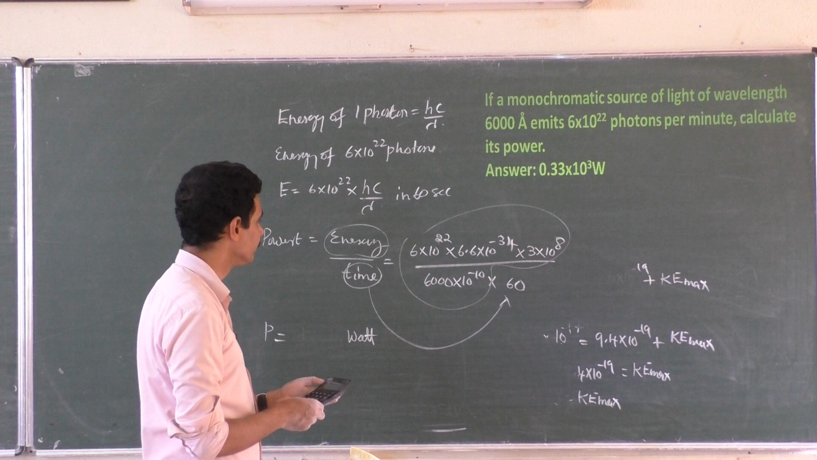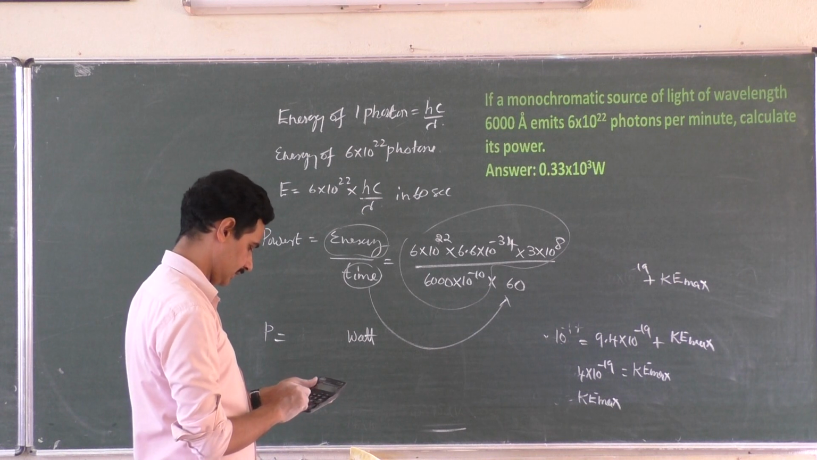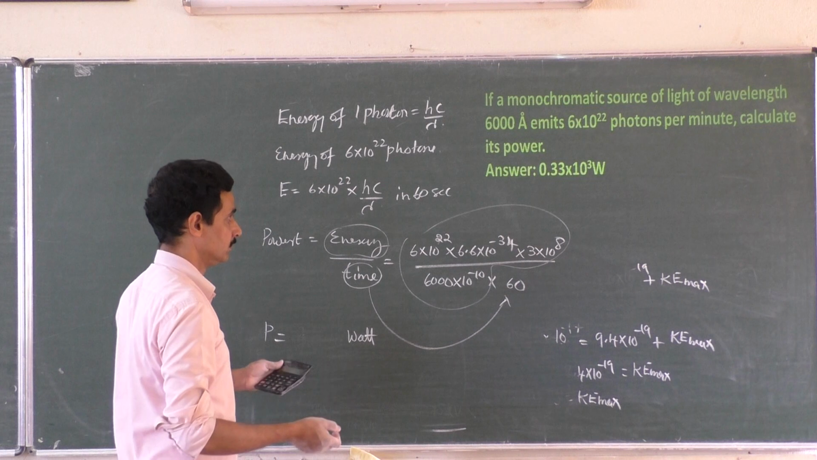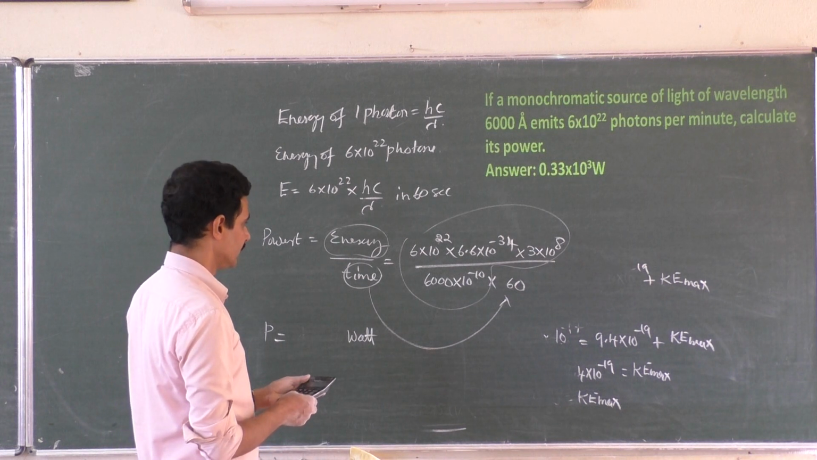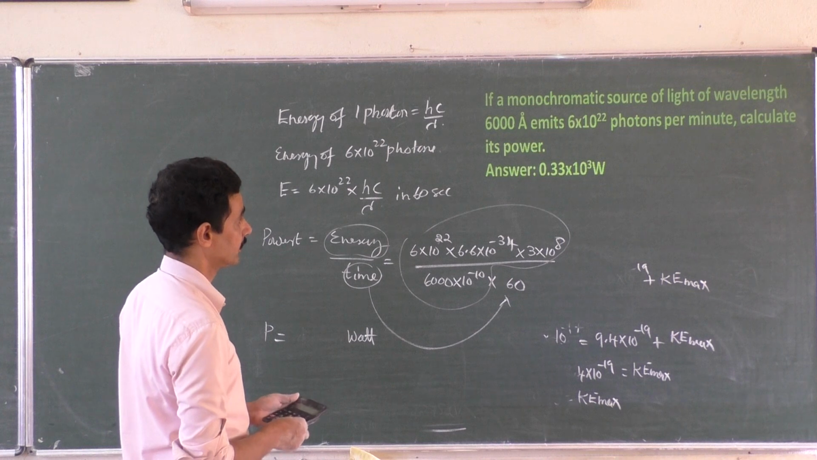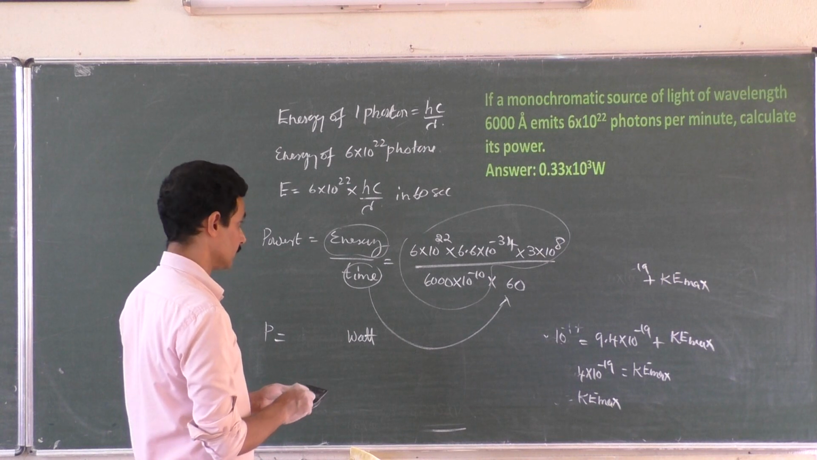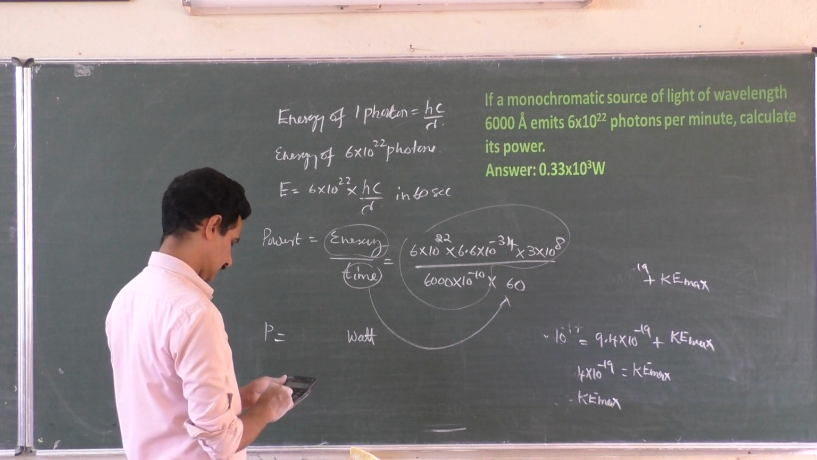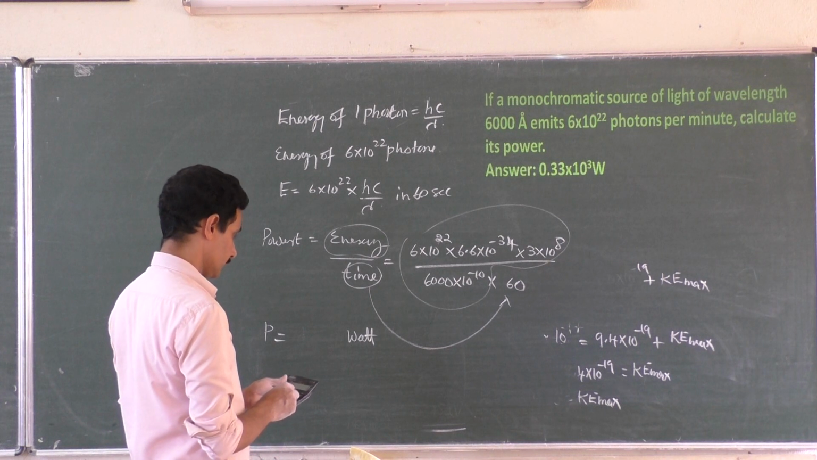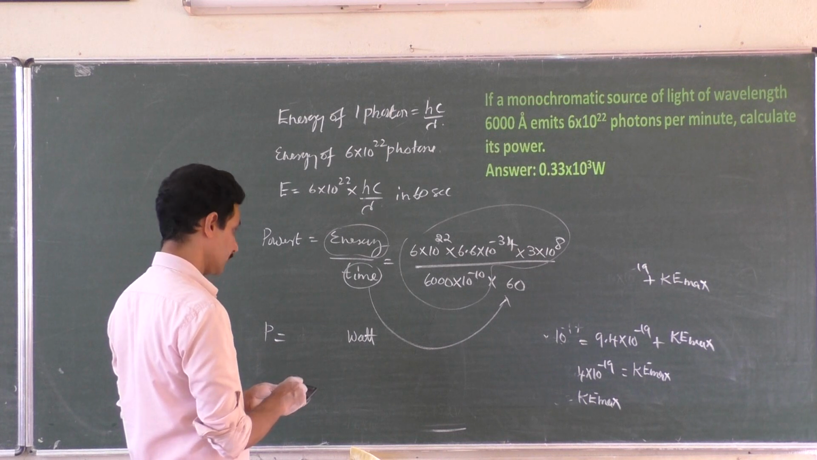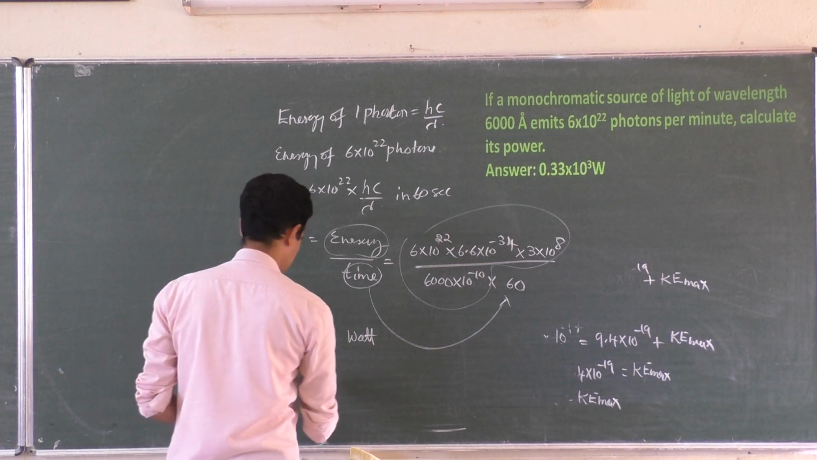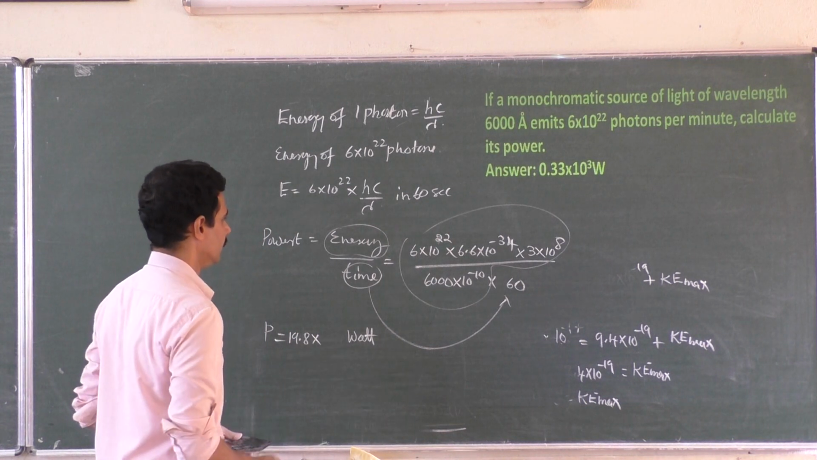6 into 6.6 into 3, divided by 6, is equal to 19.8. 6 into 10 to the power 22, 6 into 6.6 into 3, hc by lambda. 6.6 into 3 divided by 6, 19.8 I am getting. 19.8 into 10 to the power.